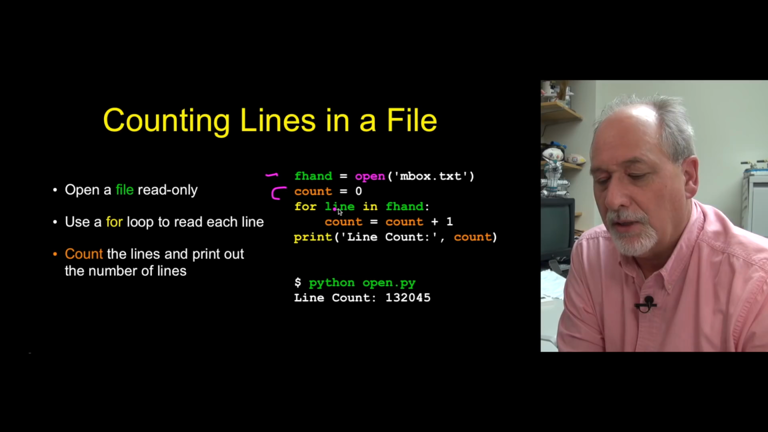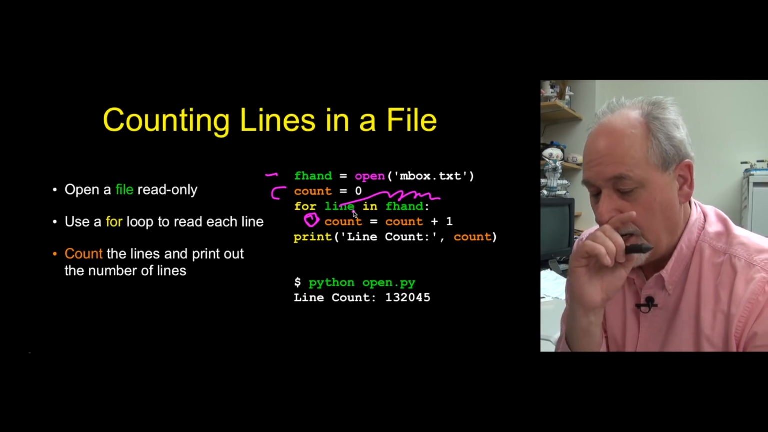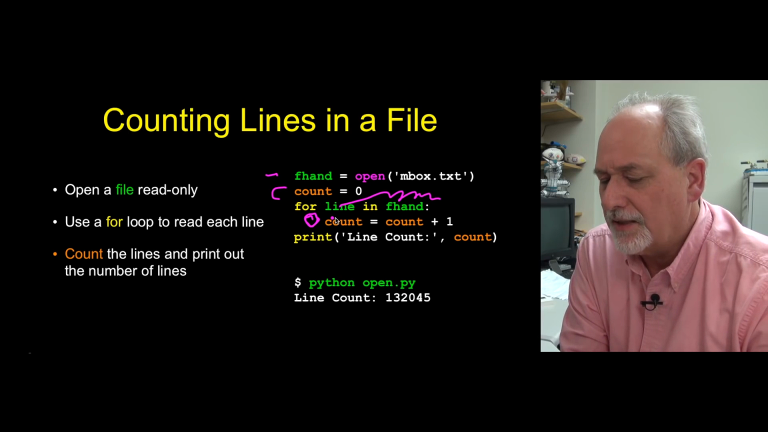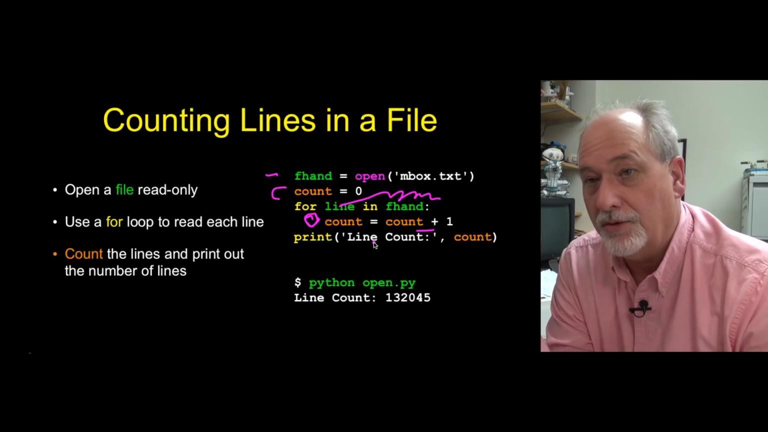And I'm going to use the variable line that's going to go through each of the lines in the file, for line in fhand. It's going to run this loop once for each line in the file, and the variable line is going to change. But all I'm going to do is count equals count plus 1. And that's just how you count.